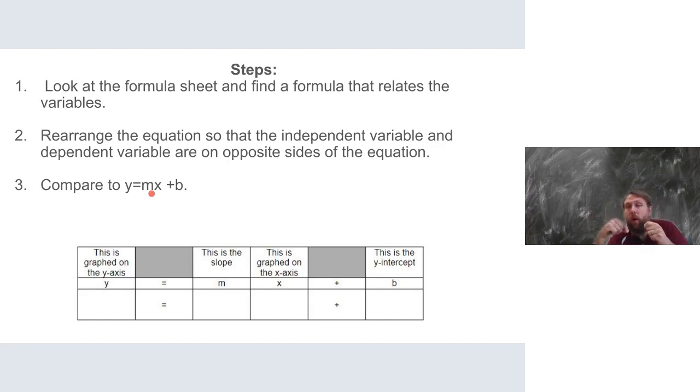Then we're going to compare it to y equals mx plus b. And the way we will do that is to put it into that little chart I made at the bottom of the screen, where the y-axis information is on the left. So on the left here, you have y-axis information, which is equal to the slope, your x-axis, and the y-intercept.